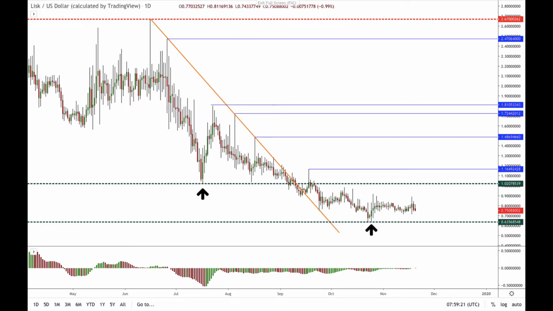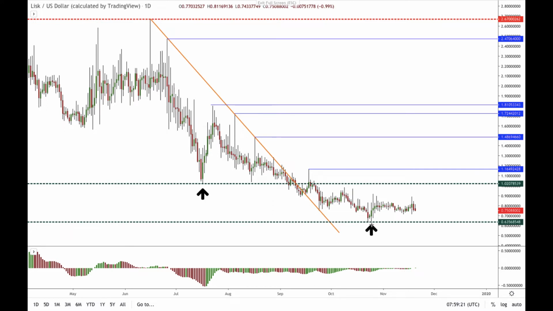So right now, in my opinion, since October 2019, the Lisk market is in a consolidation phase, and it might be building a base for a further rally. This is what I think. Why? Because this trend line has been broken and tested, and there is no rally higher towards, for example, 1.02 or 1.16, of course.